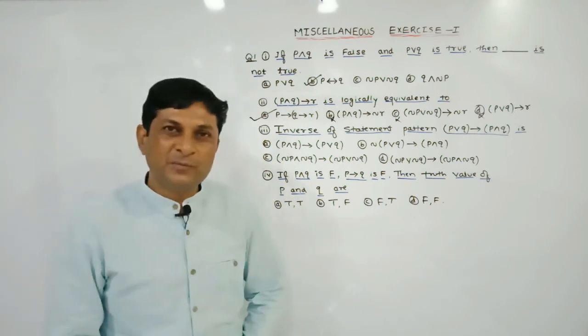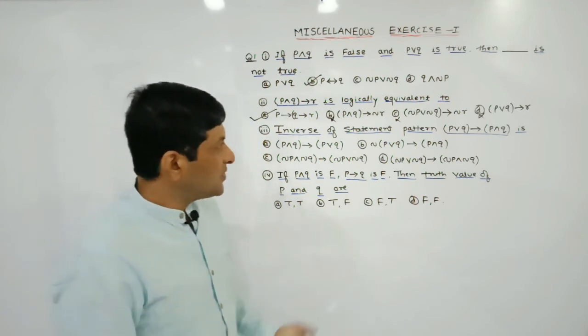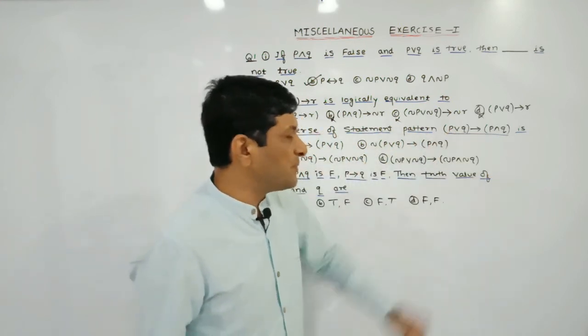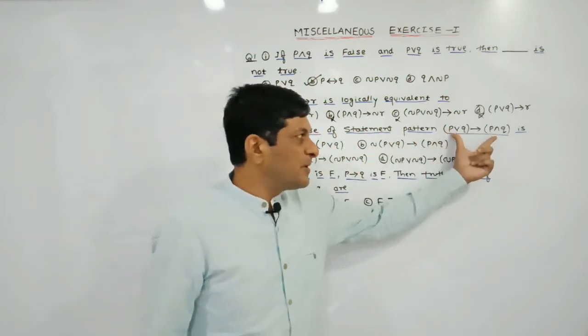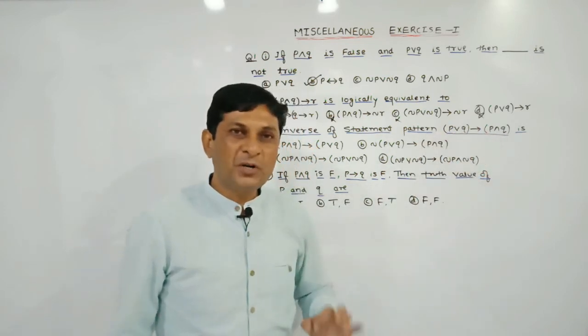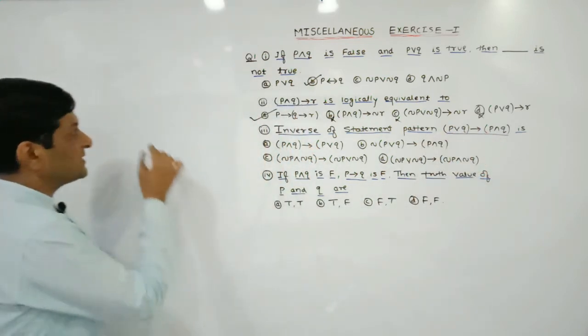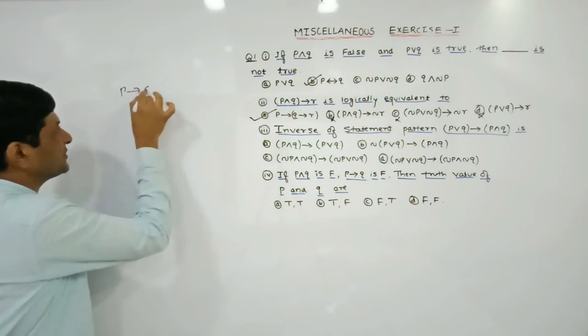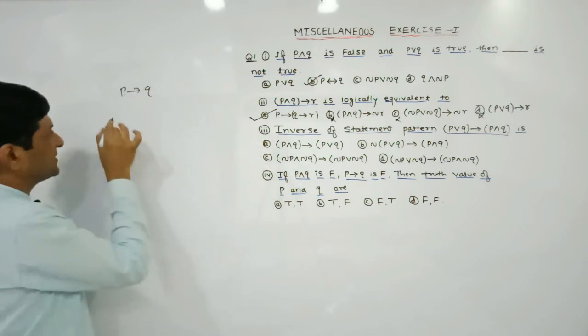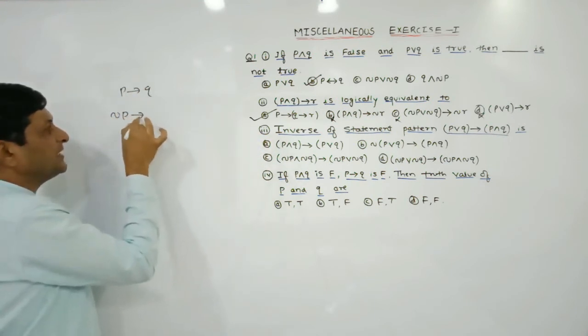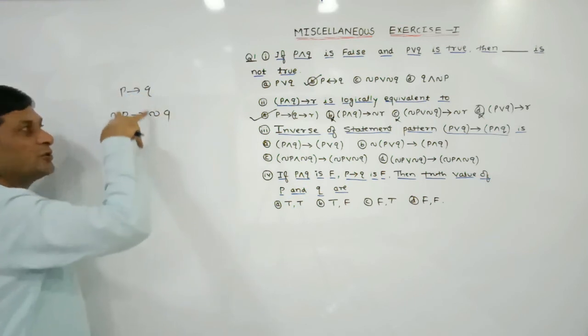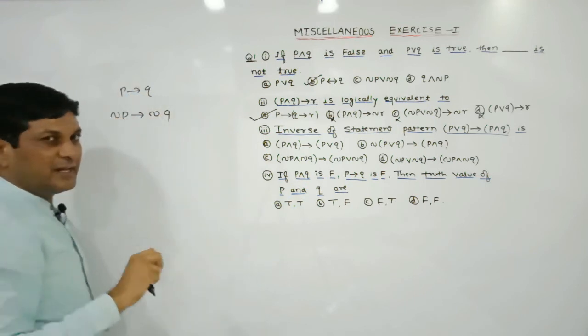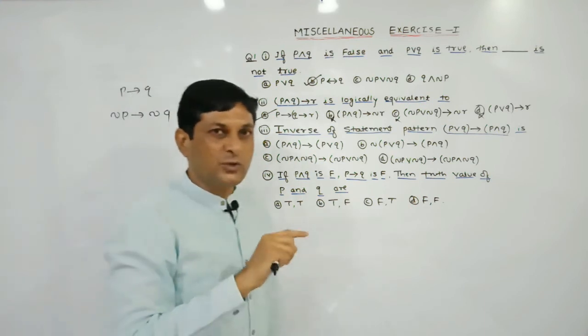Now see question number 3. In this example, we have to find the inverse of this statement pattern. If you observe the statement pattern, two parts are connected by what? Implication. It is in the form of P implies Q, and we have to find its inverse. Inverse means simply use negation in both parts. The new statement which you get is called the inverse of the given statement.